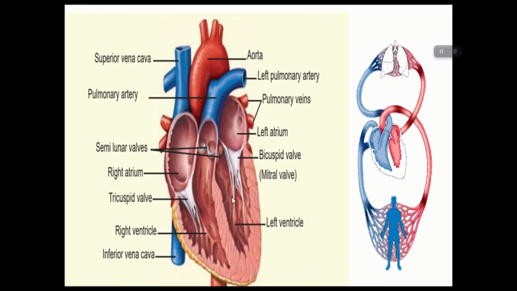Aorta. Can you see it starts from the left ventricle? Aorta is here. What kind of blood is carried by aorta? Pure blood. Pure blood is carried by aorta. Now here you can find that's the pulmonary artery. It is connected to the right ventricle. What kind of blood is carried by pulmonary artery?